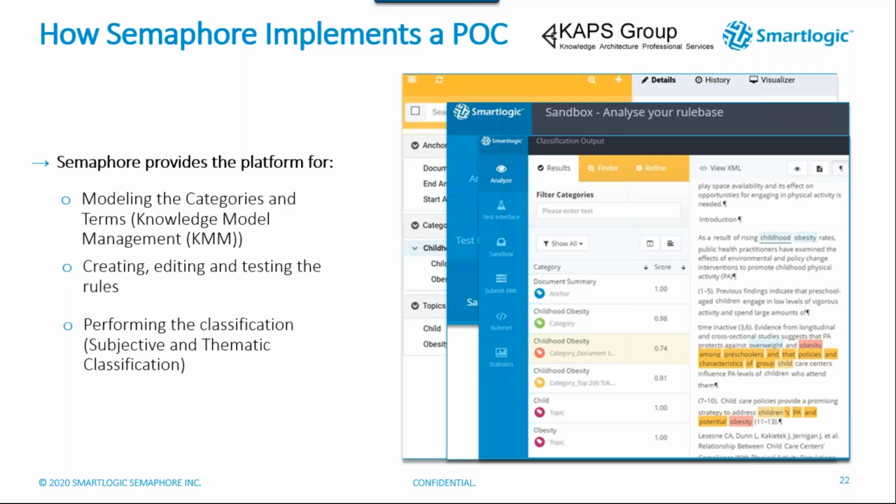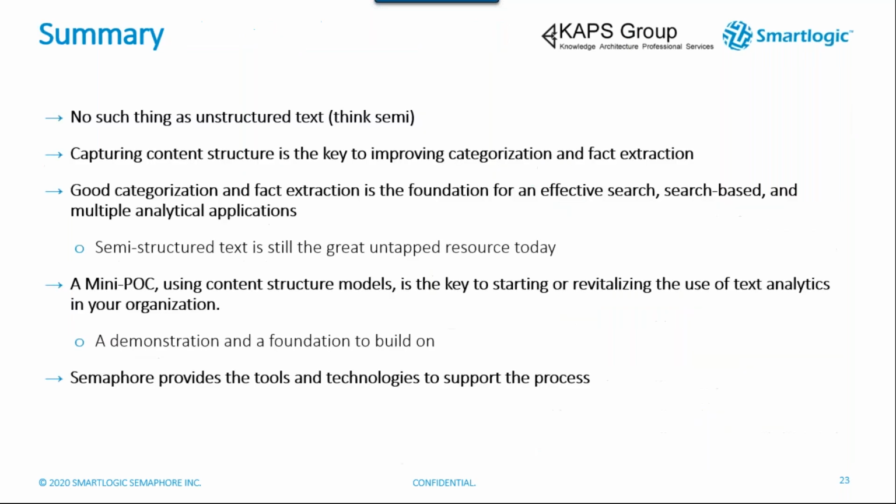Here is a little screenshot of one of our analytical tools where we test our rules and see how well they're performing against documents. Again, this is an example of performing the subjective and thematic classification. And with that, I'll turn it back over to Tom to summarize what we've gone through today, and then we'll open it up for questions.